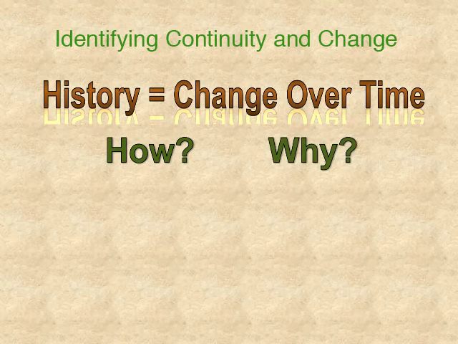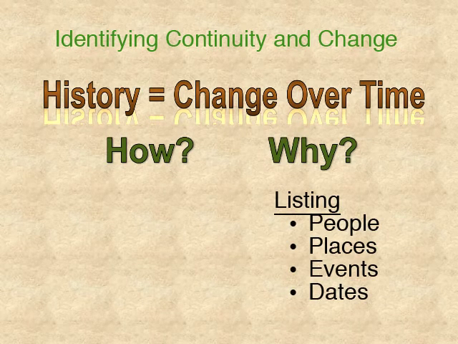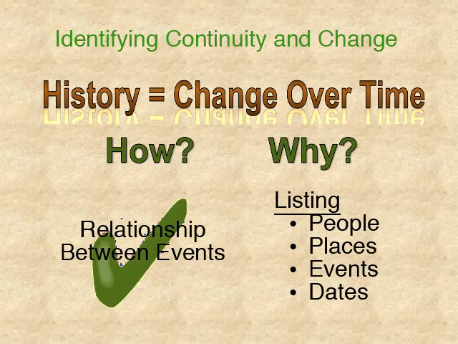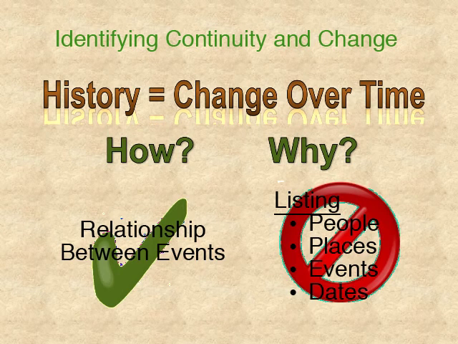Rather than listing a series of events from one event in the past to another, history is created by identifying relationships between these events. So, identifying continuity and change is a method of assessing the relationship of events to each other. Identifying continuity and change is what we want to do, and listing only serves the purpose of working on your memorization skills and cramming your short-term memory.